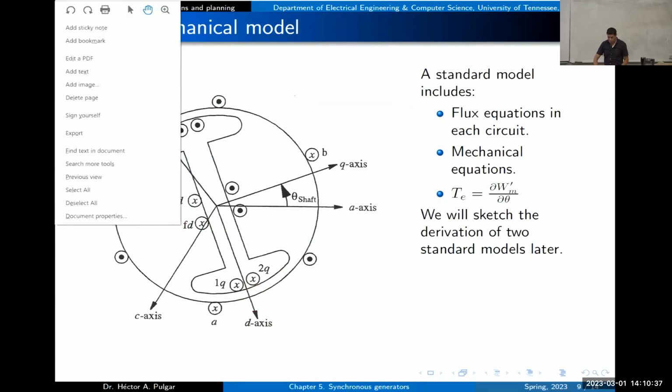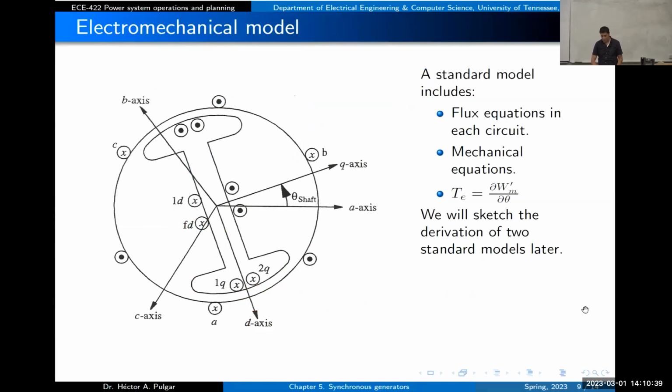Yeah, now we need to move into the machine. We're not going to, at the beginning, consider the AVR, governor, or PSS. We're going to focus on the machine itself. And one important key part here is to understand how the generator itself behaves.